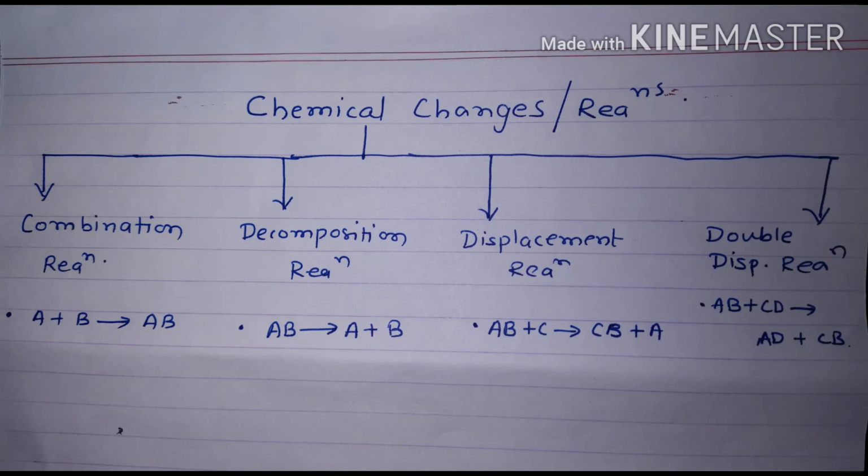Now we will turn to page number 38. On page number 38 you can see the third type of reaction, which is displacement reaction. When a more reactive element displaces a less reactive element from its compound, the reaction is termed as displacement reaction. And you can see the general reaction. AB reacts with C to form CB and A.